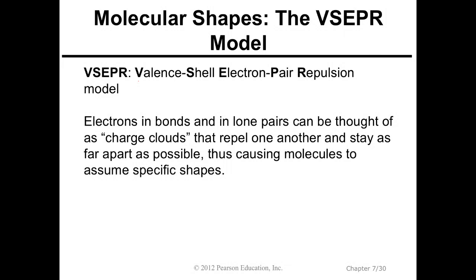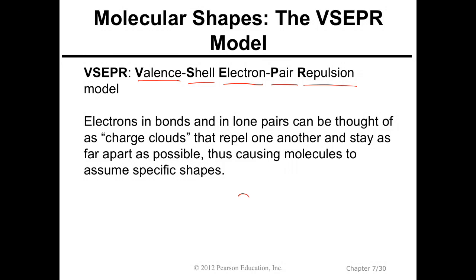We're going to talk about VSEPR. It sounds like a whole mouthful, and it actually is. So, valence shell electron pair repulsion. It sounds impressive, but all it's really saying is that electrons like to repel one another, right? Because they're negatively charged, the electrons in the bonds will repel lone pairs.